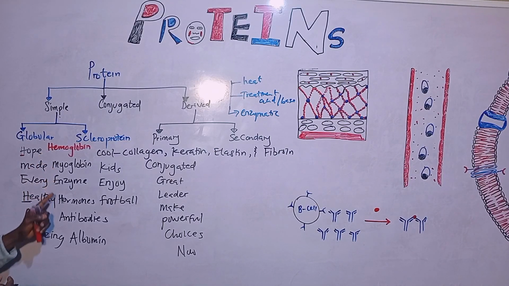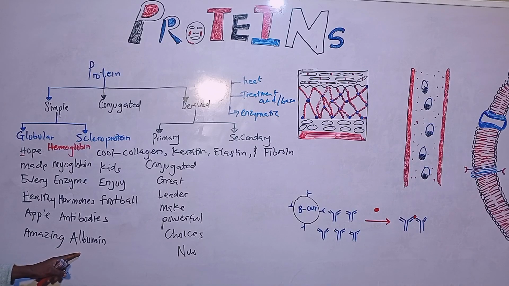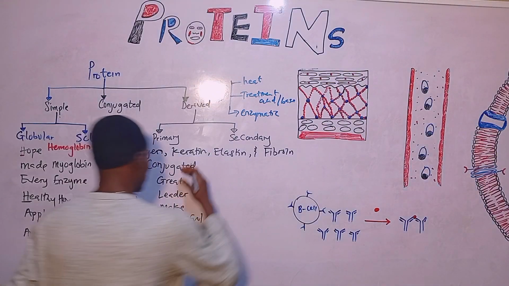The first one, hope made every LD apple amazing: hemoglobin, myoglobin, enzymes, hormones, antibodies, and albumin. Then let's go ahead and move to conjugated protein.